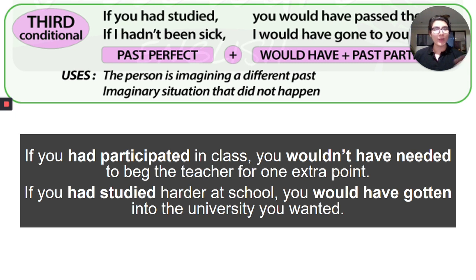So that would be all, students, about the 4 conditionals. Remember, we have the 0, we have the first, the second, and the third. Remember, you have to take into consideration the past, the verb forms you have for the if clause and the result. Okay? Now, so that would be all about this tutorial video.